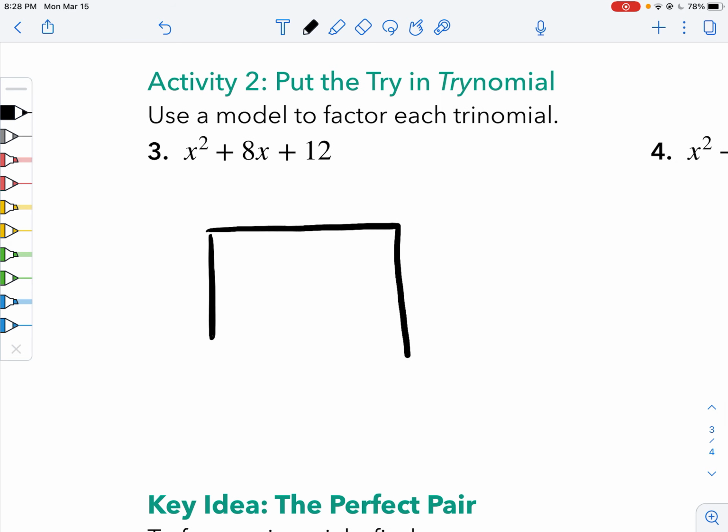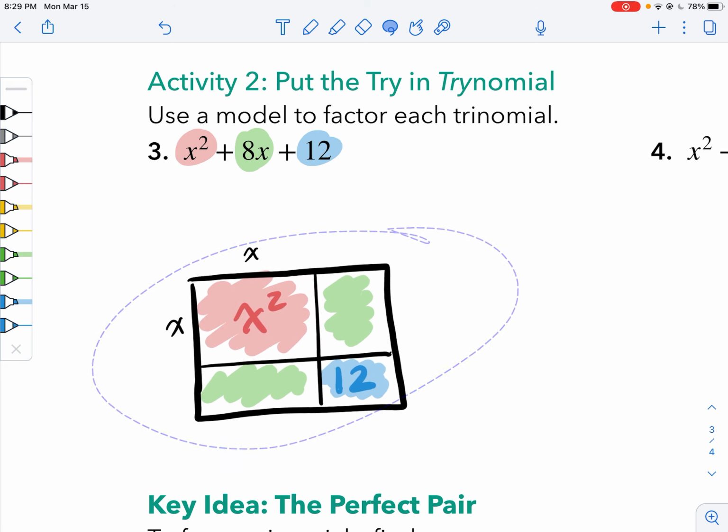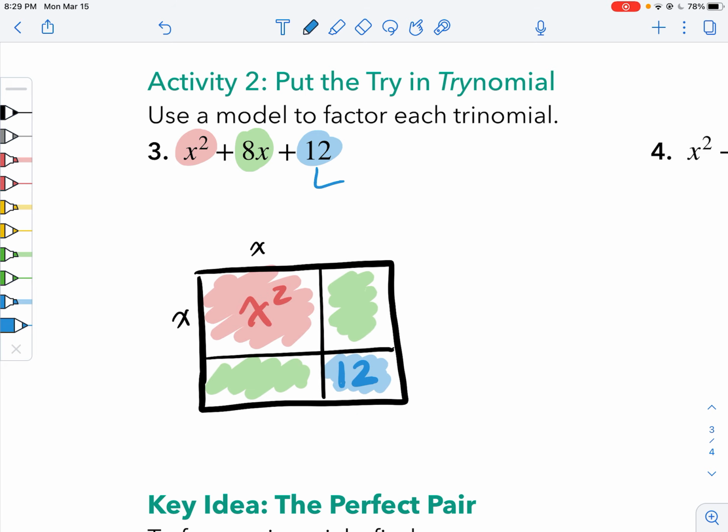We have this figure, and we need to figure out what multiplies to get x squared, what will add up to get 8x, and what else multiplies to get 12. So my hint for you is start with x. You've got x times x equals x squared. Now what multiplies to 12 and adds to 8?